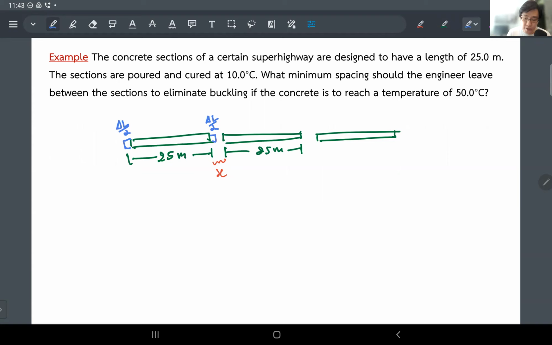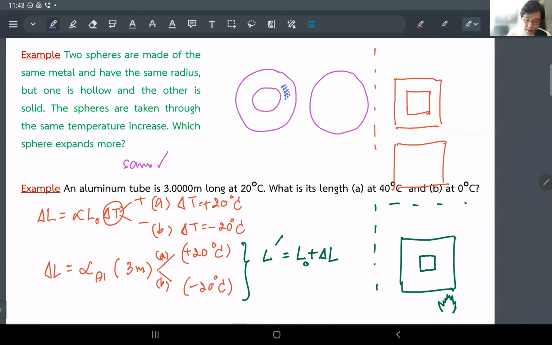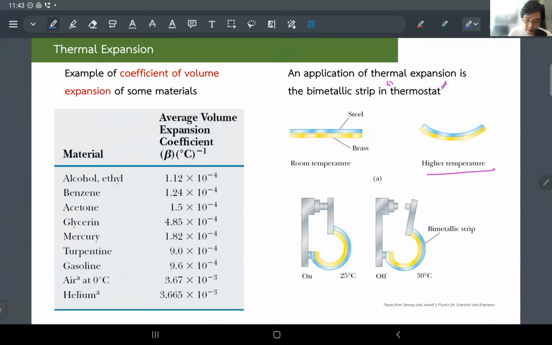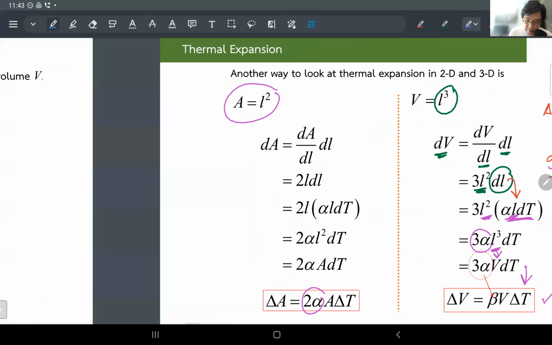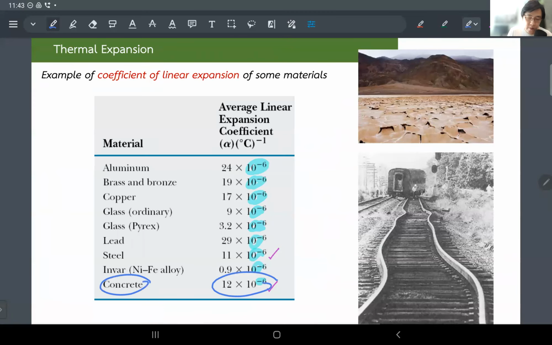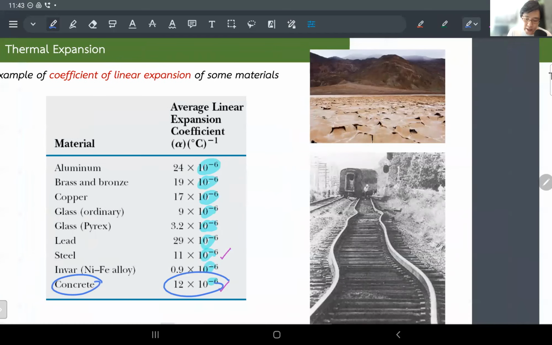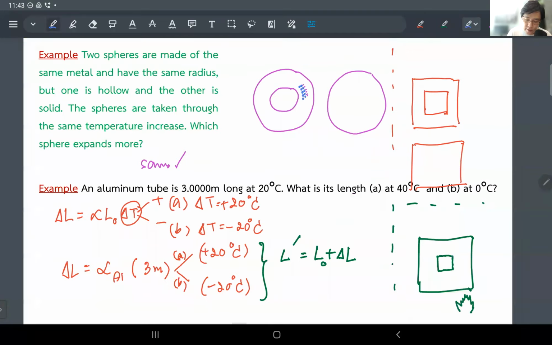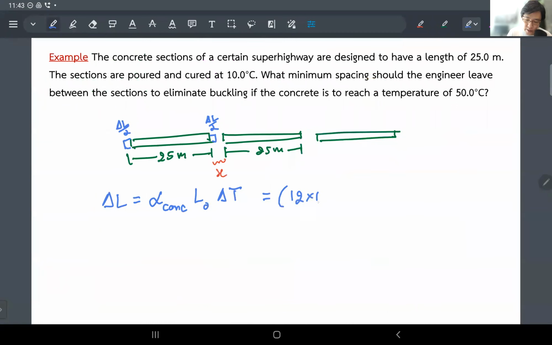Because it's supposed to go in all directions, right? Not only a single direction. So what you have over here is delta L is just alpha of the concrete times L naught times delta T. That's all you need to do. The alpha of the concrete, you can look it up in the table. Actually, we just mentioned that. That's right here, concrete around there. So let's pick that number, 12 times 10 to the negative 6.